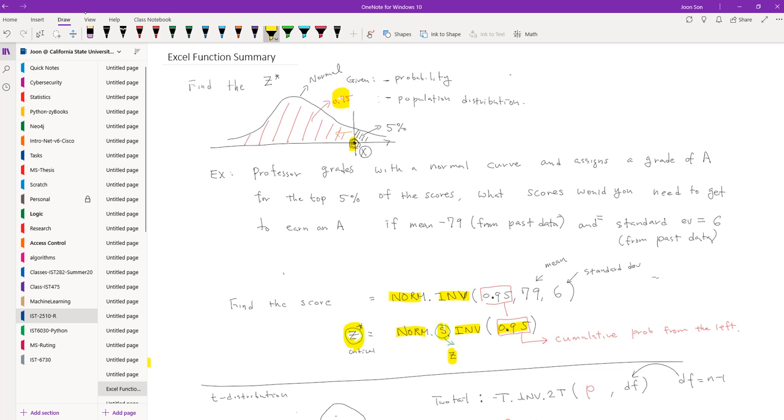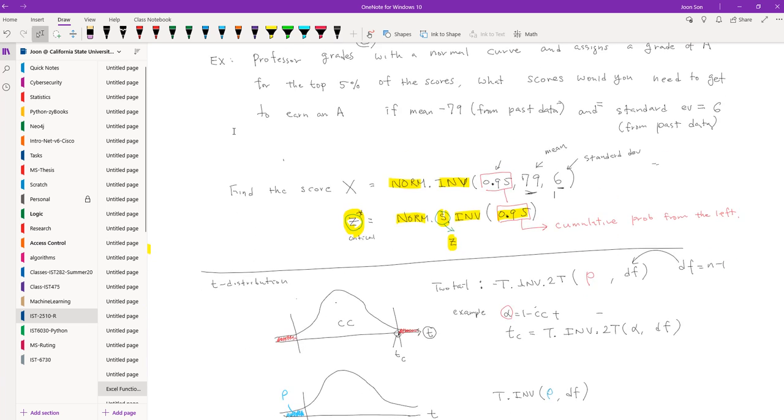Note that you don't use the S, because you're not really finding the z value. You're actually finding the actual value x. In that case, you put the probability p, the cumulative probability, and then 79 is the mean that is given, and the standard deviation. And you can find the x.